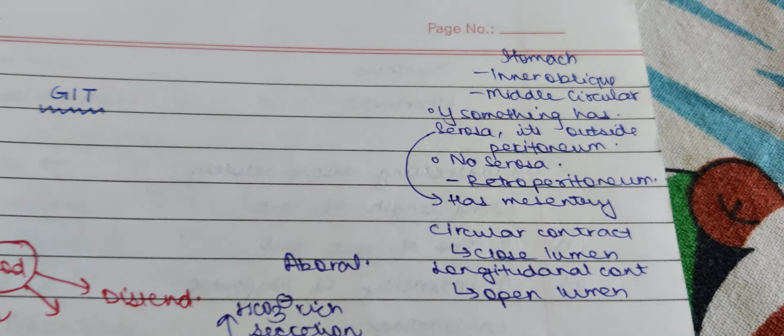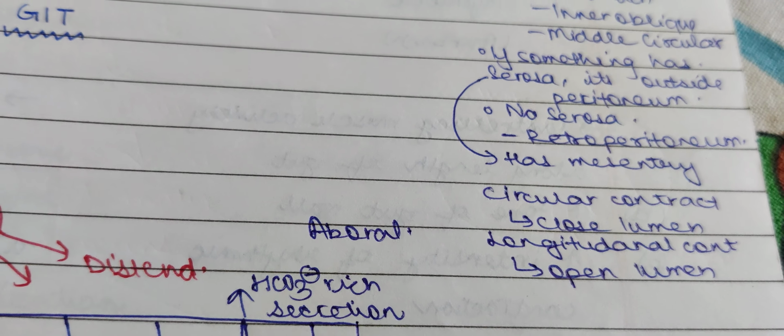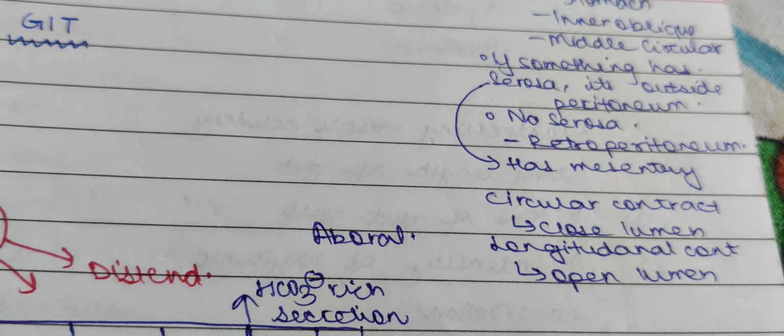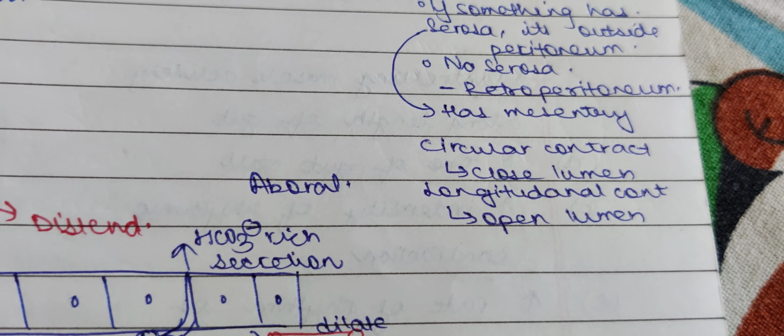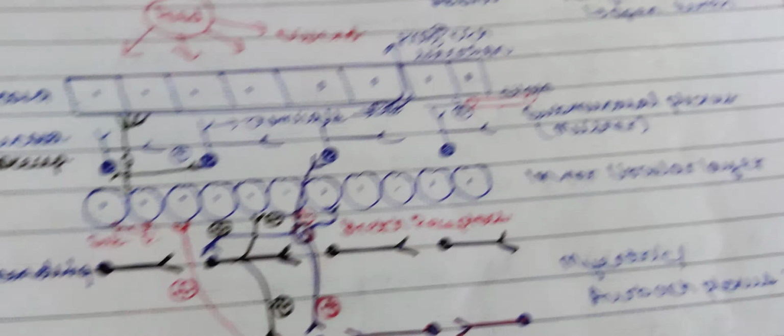There is a fact that if something has serosa, it is intraperitoneal, and if there is no serosa, the structure is retroperitoneal. If there is serosa, the structure will have a mesentery. One thing we need to remember is that if the circular muscle contracts, it will close the lumen, and if the longitudinal muscle contracts, it will open the lumen, right?